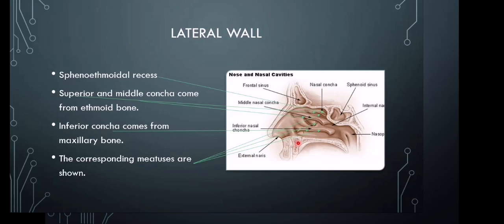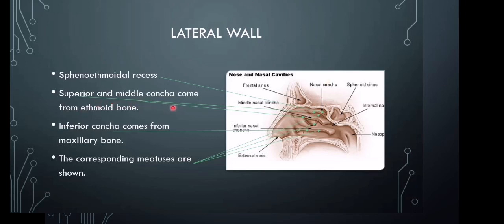As you can appreciate in this figure, we can see the sphenoethmoidal recess located above the superior concha and below the cribriform plate of the ethmoidal bone. And the name is sphenoethmoidal recess because this recess drains the sphenoidal air sinus toward the nasal cavity. And these details will be covered in the next video.